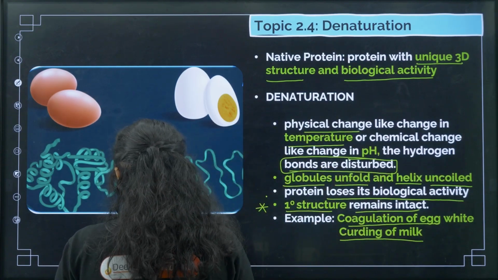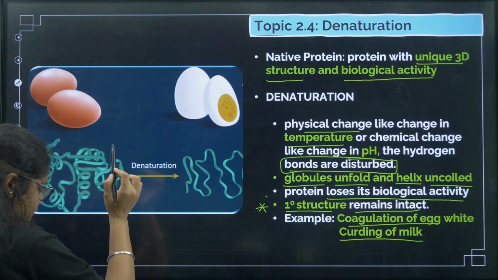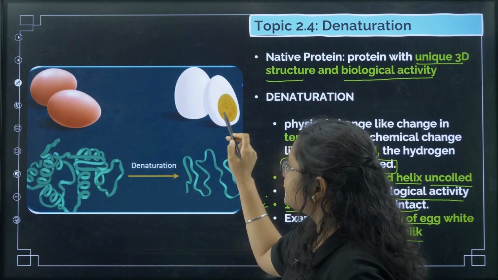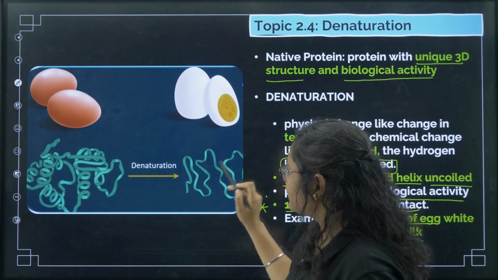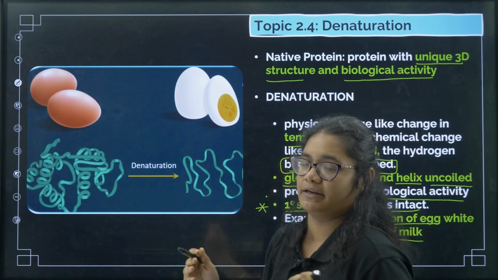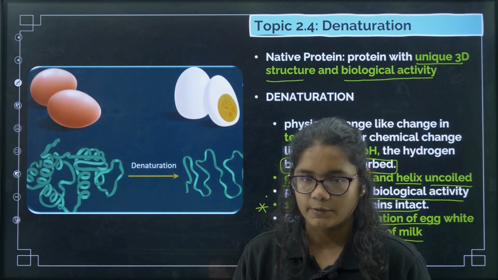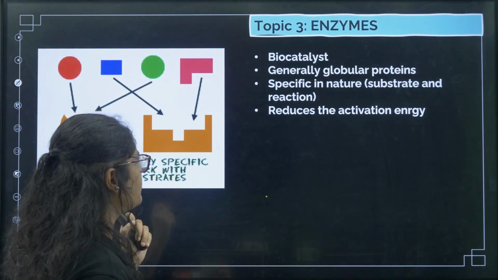So here is an example. This is an egg, and this is the structure of the protein. When you boil an egg, the proteins get denatured, and the primary structure remains and is not disrupted further. Fine. That is all about proteins.